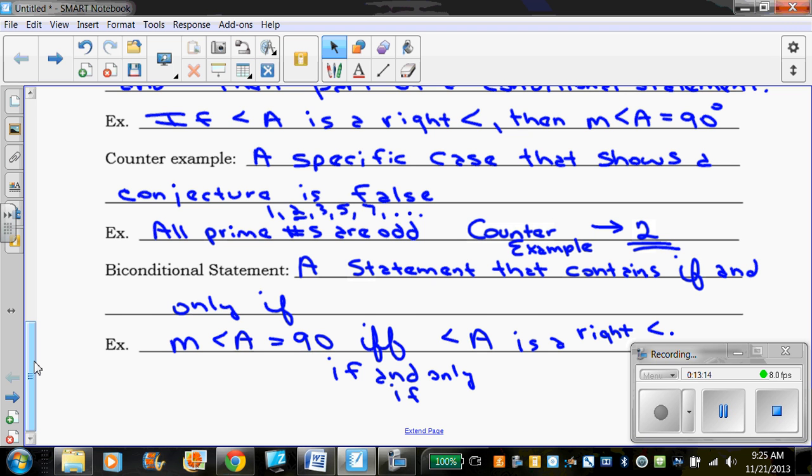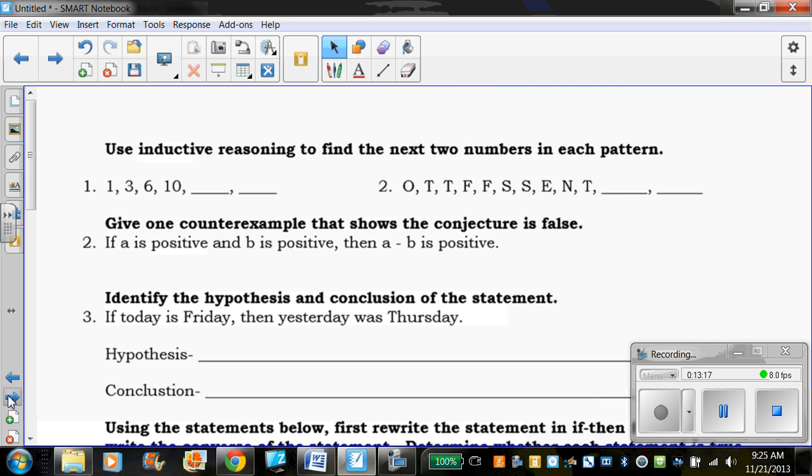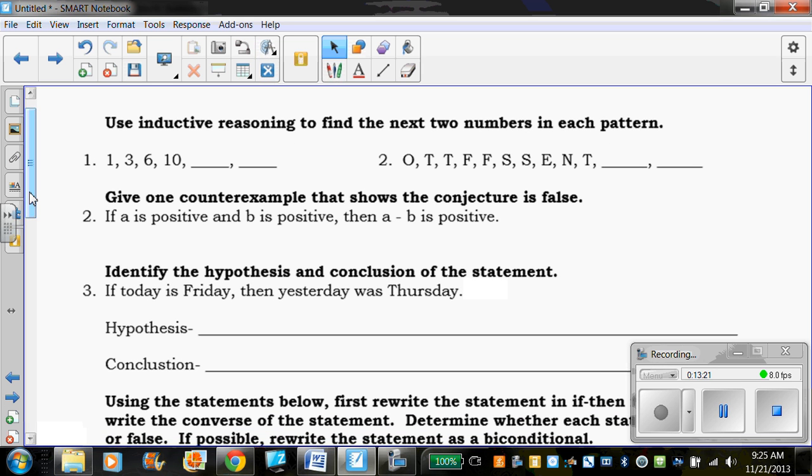Now if you flip this note guide over, you'll see we're going to use a lot of these terms. So for instance, use inductive reasoning for the next two numbers to find the pattern. I want you to try that. And I really want you to try this whole back using the front definitions. And then from there, we're going to check it and make sure that you're understanding it tomorrow.